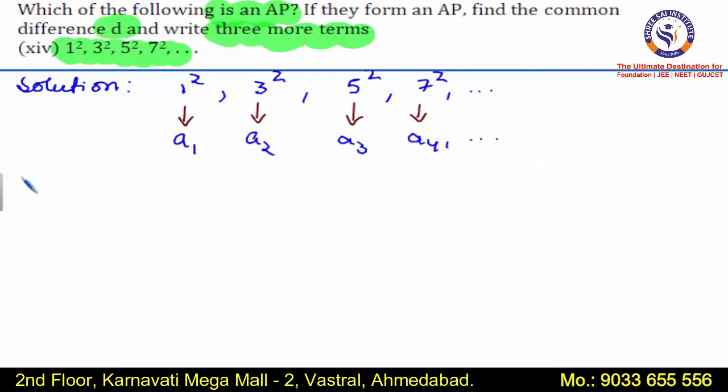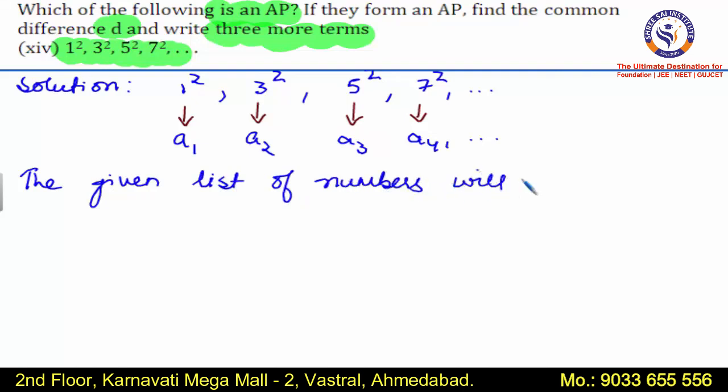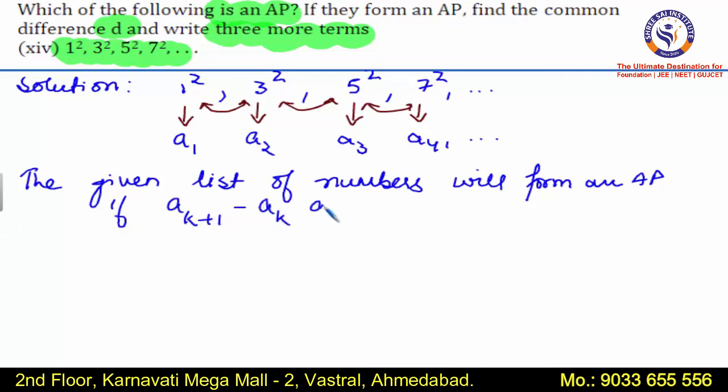Now we know that the given list of numbers will form an AP if the difference between any two consecutive terms remains the same, that is A2 minus A1 is equal to A3 minus A2 is equal to A4 minus A3, and so on. That is, in other words, A(k+1) minus A(k) always remains the same.